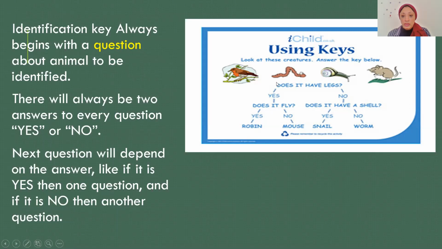The first question: does it have legs? If yes, then does it fly? We have yes or no. If yes, it will be the bird. Okay, if it is not flying, it will be the mouse.